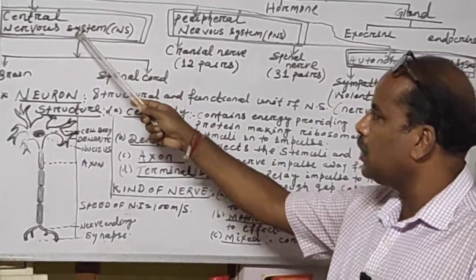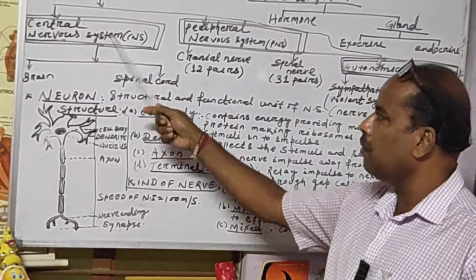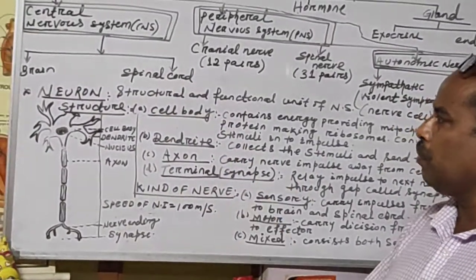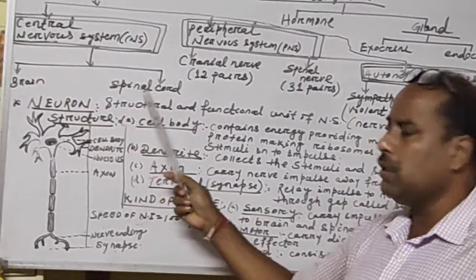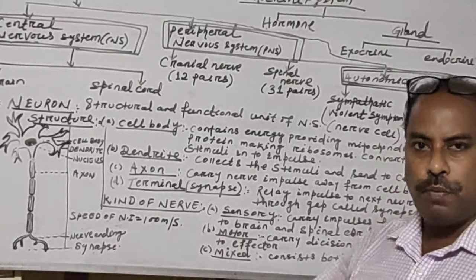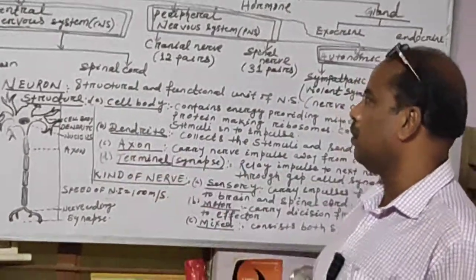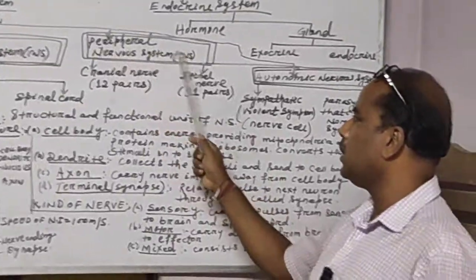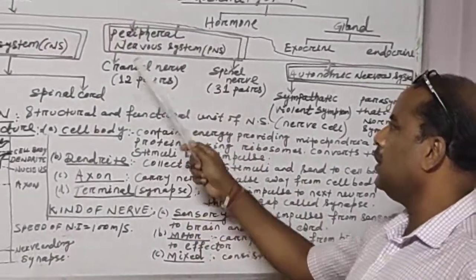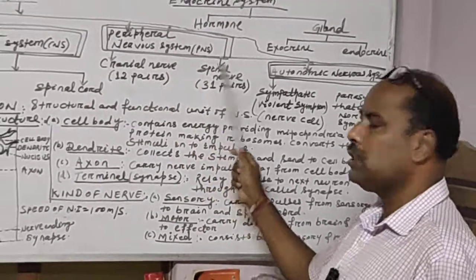Now let us see, the central nervous system consists of what? The central nervous system consists of two major parts. One is known as the brain, another is known as the spinal cord. So brain and spinal cord, these two parts are the major parts of the central nervous system. Again, the peripheral nervous system, PNS, consists of cranial nerves and spinal nerves.